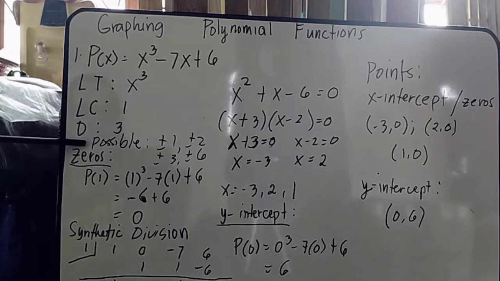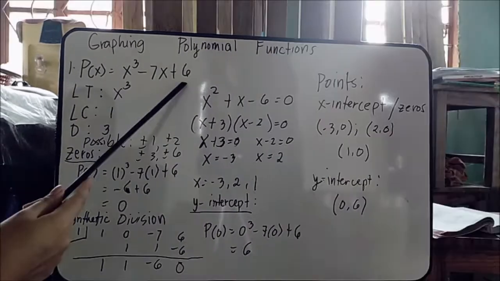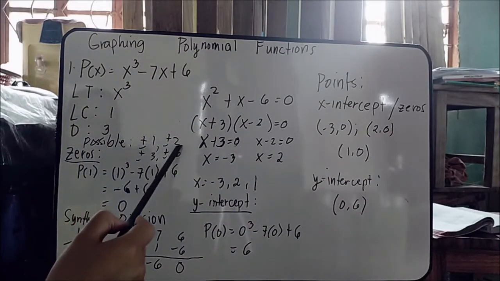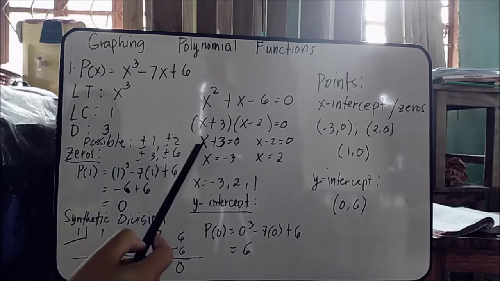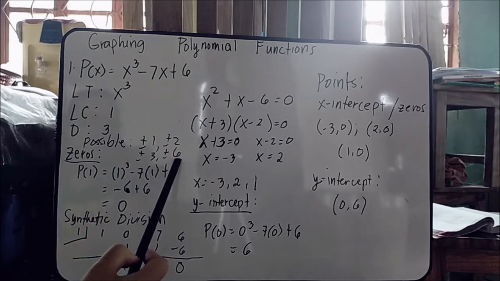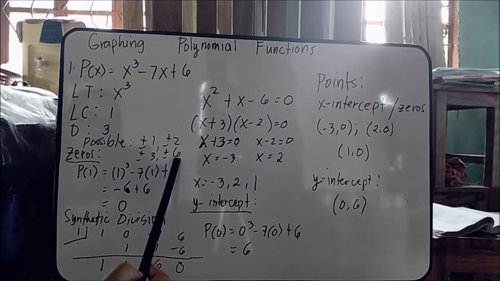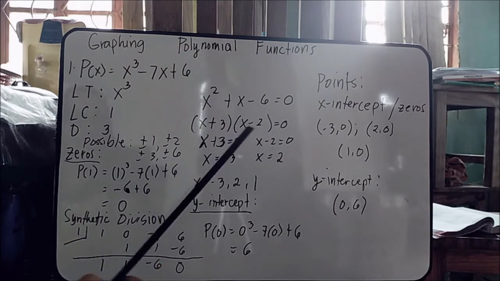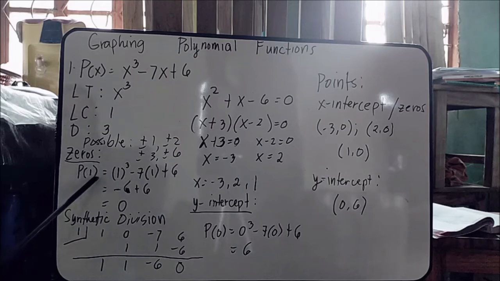Let's have the possible zeros first. So, we have positive and negative 1, positive and negative 2, positive and negative 3, positive and negative 6. So, we're going to choose here which one will be one of our zeros. So, let's try positive 1. Substitute 1 cubed minus 7 times 1 plus 6, that will be equal to 0. So 0 is no remainder already here. So 1 is one of the zeros.